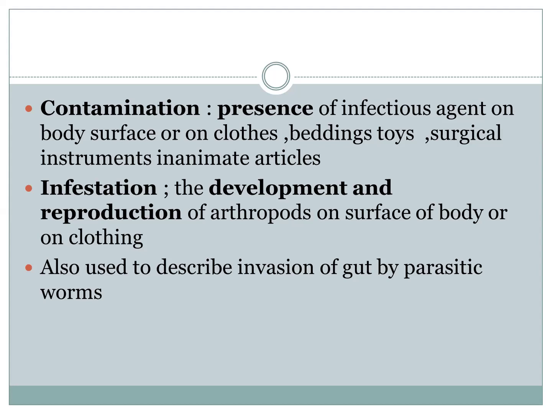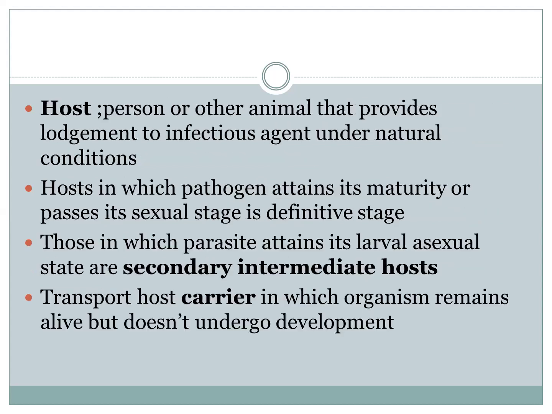Infestation. Infestation is the development and reproduction of arthropods on surface of body or on clothing. So infestation is the reproduction of arthropods on surface of body. This can be exemplified by the scabies that lives in the burrows in our feet and in our skin. So it can be called as scabies infestation. Also used to describe invasion of blood by parasitic organisms.